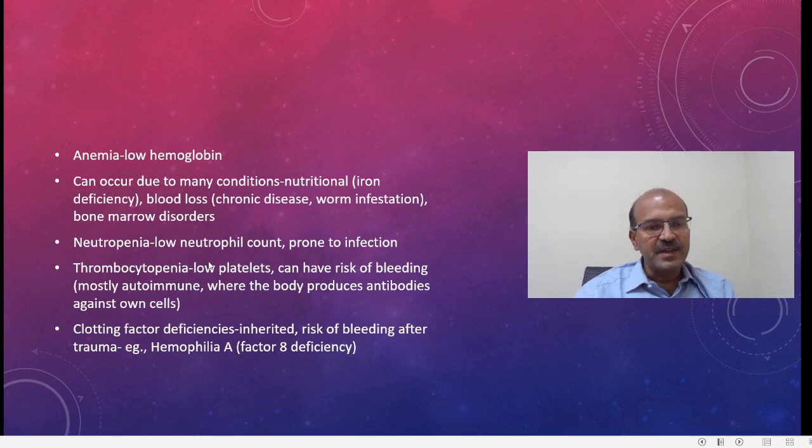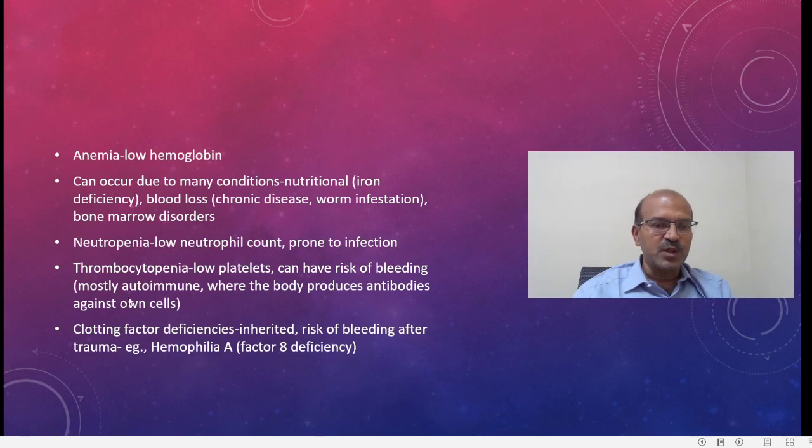In the case of white blood cells, if you have a low neutrophil count, it's called neutropenia and they are prone to infection. It may happen as an after effect of viral infections. It can happen due to medications that you take, or it may result from factors like congenital neutropenia. Low platelets is called thrombocytopenia, and if it is very low, they can have a risk of bleeding.